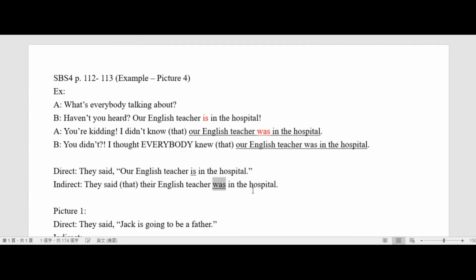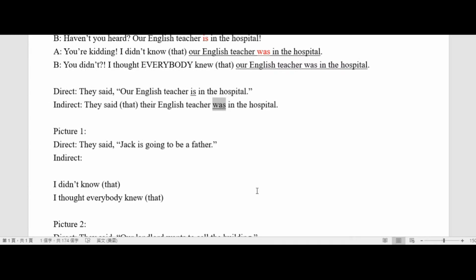So our English teacher, their English teacher was in the hospital. And also, direct speech, remember the comma and the quotation marks. For the indirect speech, no comma and no quotation marks. Let's move on to picture number 1. Picture number 1, we'll just focus on the direct speech part and the indirect speech part.